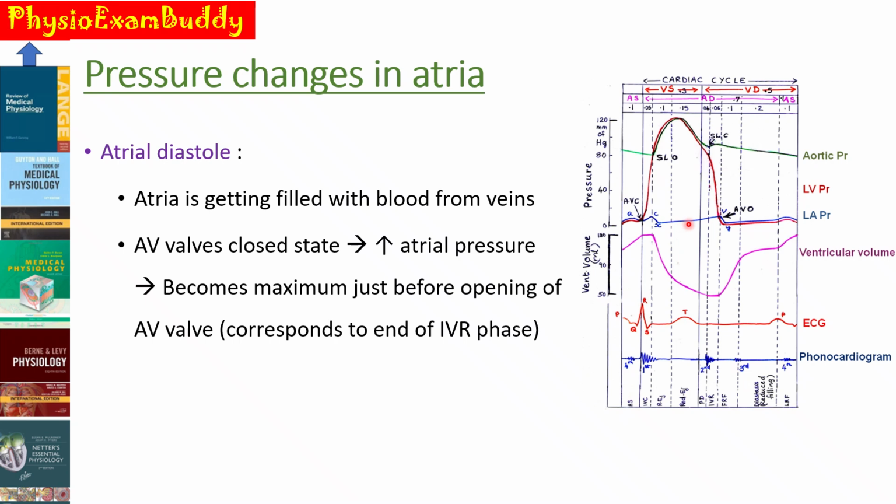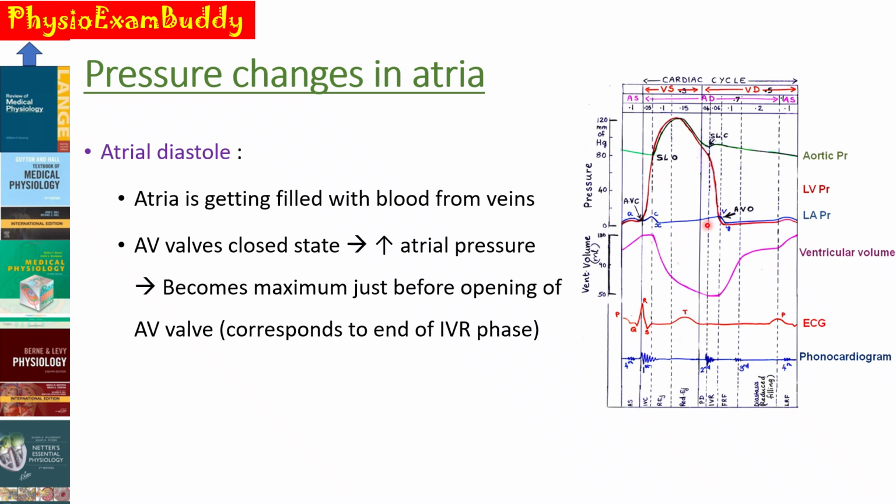During atrial diastole, this is the atrial diastolic phase. It actually coincides with the completion of the ventricular systole as well as the initial part of the ventricular diastole. During this phase, the atria are getting filled with the blood from the major veins, while the AV valves are in a closed state. And this will lead to a rise in the intra-atrial pressure, which becomes maximum just before the opening of the AV valve, corresponding to the end of the isovolumetric relaxation phase.